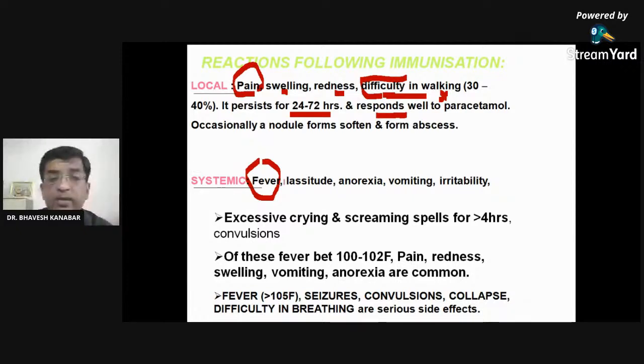There are other systemic symptoms like malaise, anorexia, vomiting, irritability, excessive crying and screaming spells. In some cases, very few cases, it is very rare, there is excessive crying or screaming spells after vaccination. The child may be screaming for greater than 4 hours, and it can lead to convulsion also. So that is about the complications, I mean to say reactions after immunization.